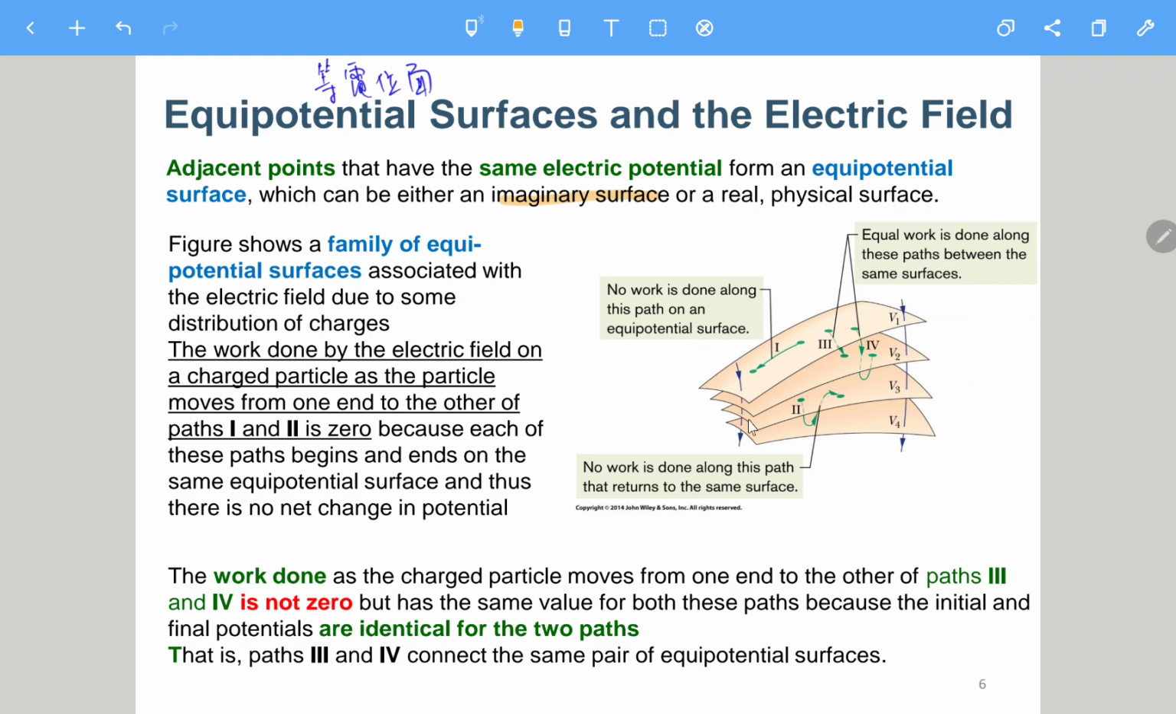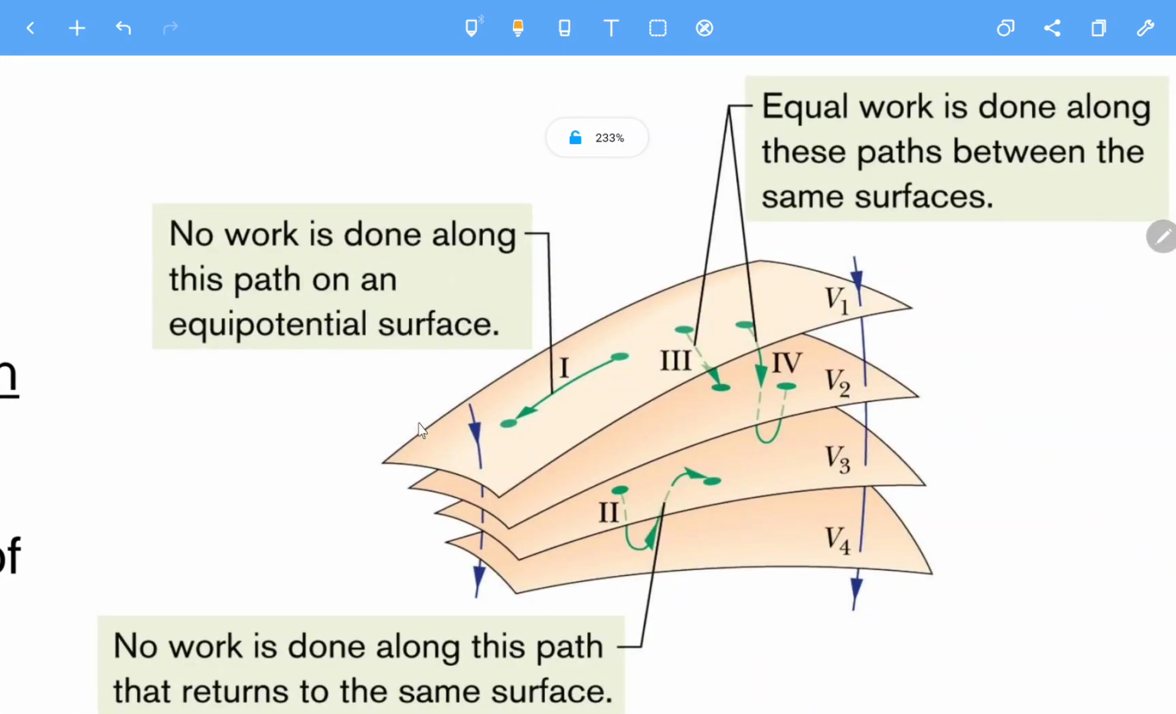Okay, so here you can see a graph. There are 1, 2, 3, 4 equipotential surfaces, so we denote them as V1, V2, V3, V4. The work done by the electric field on a charged particle as the particle moves from one end to another of paths 1 and 2 is 0. Path 1 is here. This point is on V1, and this point is also on V1, so they are on the same equipotential surface.